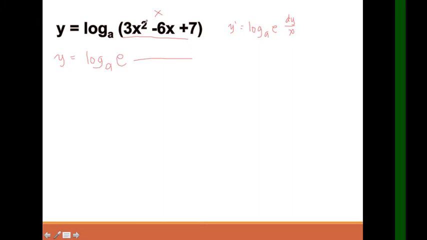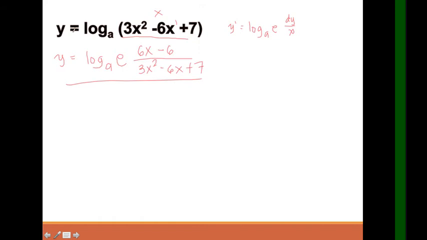So we have 2 times 3 is 6, then x, 2 minus 1 is 1, and then this is 1, so 1 times negative 6 is negative 6. And then there is nothing more, right? So that is the final. And then at the bottom, we will just copy the x, so we have 3x squared minus 6x plus 7. So this is our final answer.